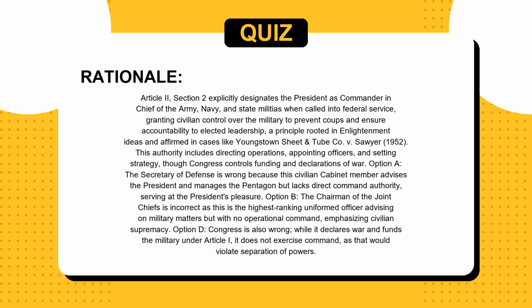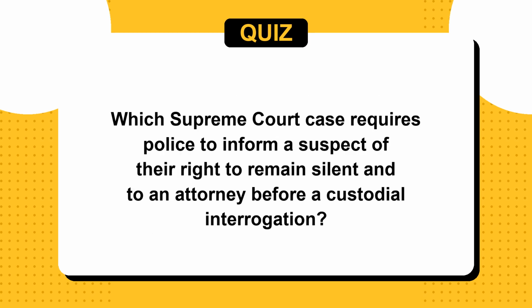Option A, the Secretary of Defense is wrong because this civilian cabinet member advises the President and manages the Pentagon, but lacks direct command authority, serving at the President's pleasure. Option B, the Chairman of the Joint Chiefs is incorrect as this is the highest-ranking uniformed officer advising on military matters, but with no operational command, emphasizing civilian supremacy. Option D, Congress is also wrong. While it declares war and funds the military under Article 1, it does not exercise command, as that would violate separation of powers. Next question.